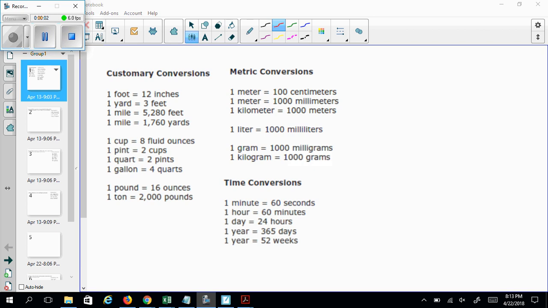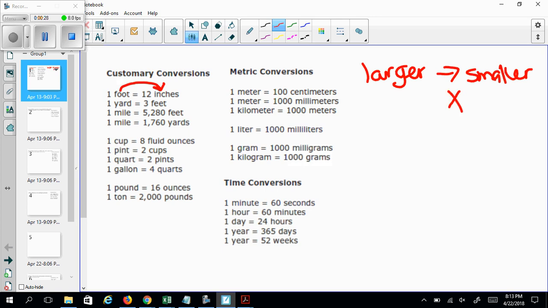Hey guys, so in this video we are talking about converting measurements. Now for us in 4th grade, we go from larger units to smaller units, okay? Going from a larger unit like a foot into however many inches that is means that we have to multiply, okay?